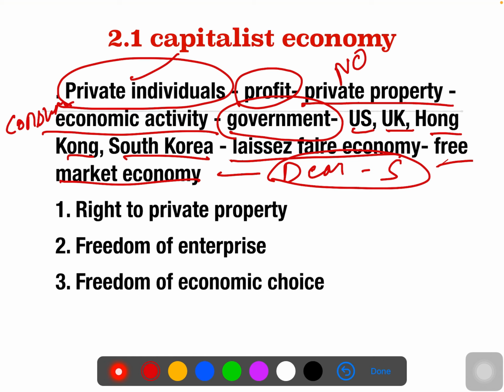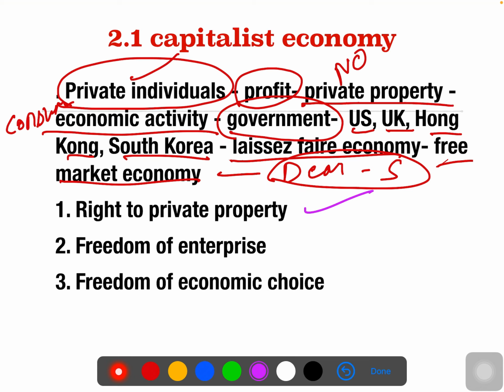Now let's see a few of its characteristics. The first characteristic is the right to private property. Productive factors like land, factories, machineries, and mines all come under private ownership. They can use as much as they want, do whatever they want, and decide how much to use and how much not to use. Even if the government puts restrictions, they will be very minimal. So each and every property in this kind of economy is owned by the private sector.